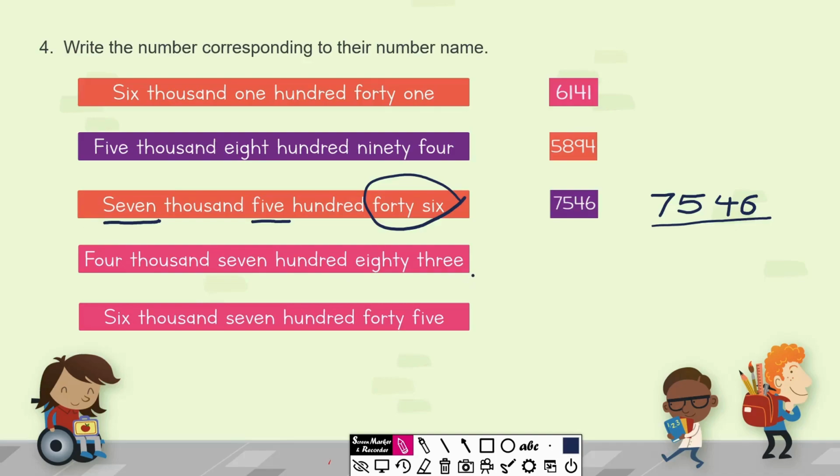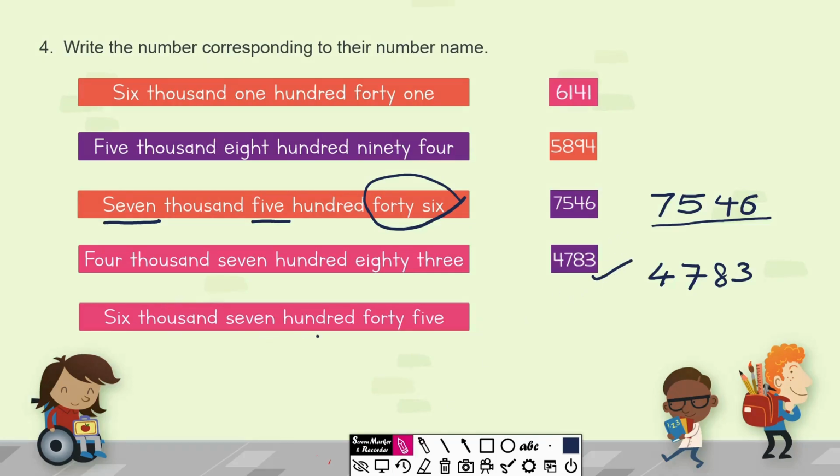4783. Now do it quickly. Write in the comment section. I'll check. I'm waiting. Many of you did well. It is 4783. Let's check whether we did it right or not. 4783 is absolutely correct answer.